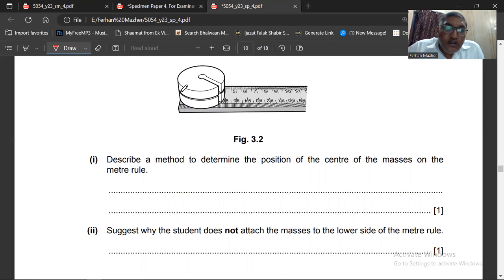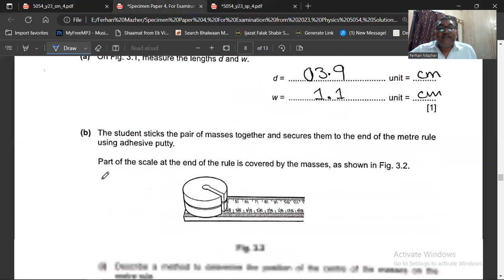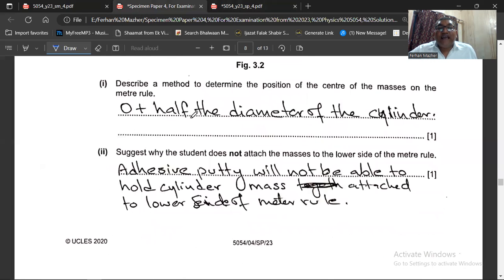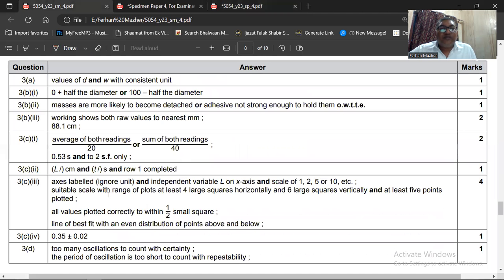Zero, why I'm saying zero? Because here on the meter rule you have zero. And then add the radius and you will come to the position on the meter rule where there is the center of the mass of these two coins or these two cylinders or these two masses. So this is how you can describe a method to determine the position of the center of masses on the meter rule. That's the first part. My answer is 0 plus half the diameter of the cylinder or that mass. So this is my answer. So you can check this as right.